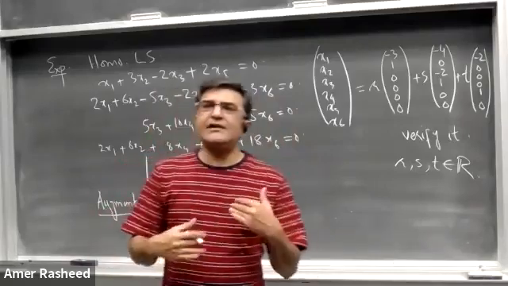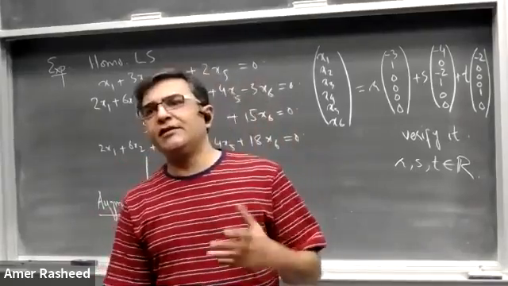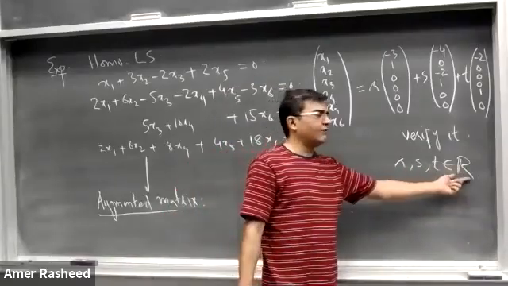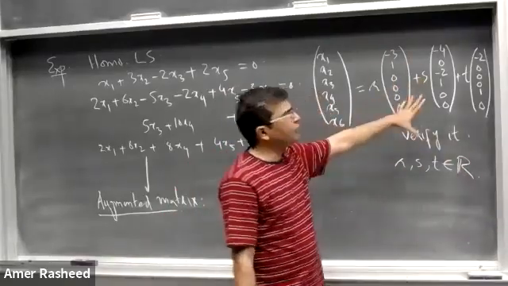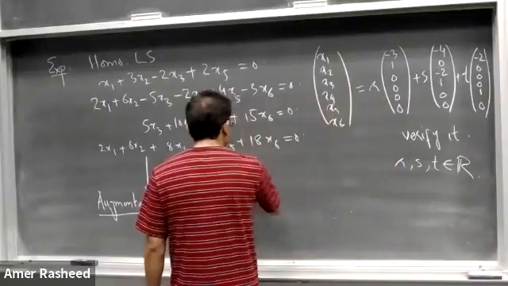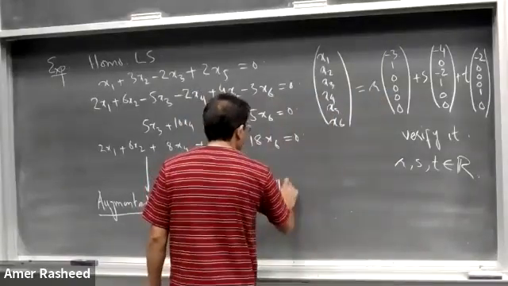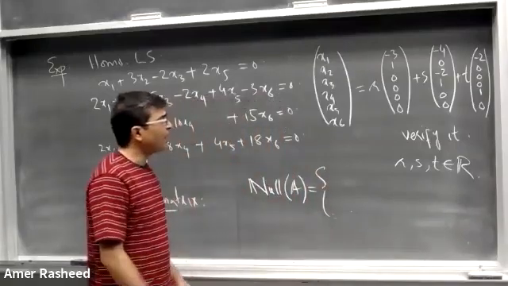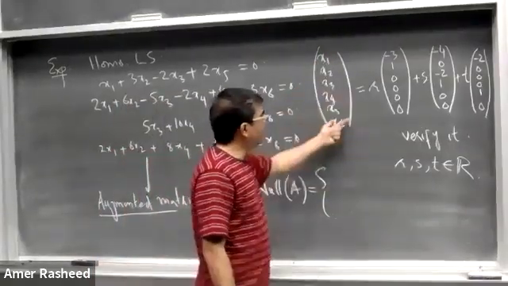Now, if these r, s, t are free variables, if we change the values of r, s, and t from R, how many solutions do we have? Infinitely many solutions. So the null space, basically the null space of A, will contain the vectors of this form.